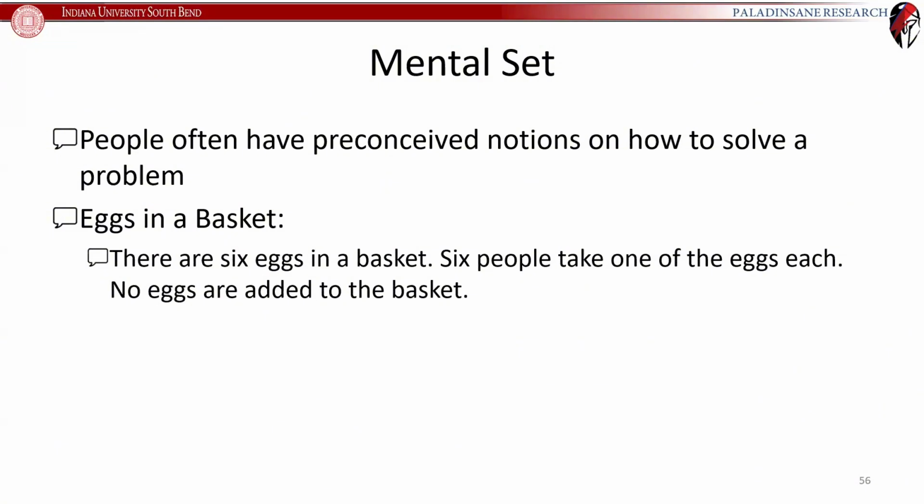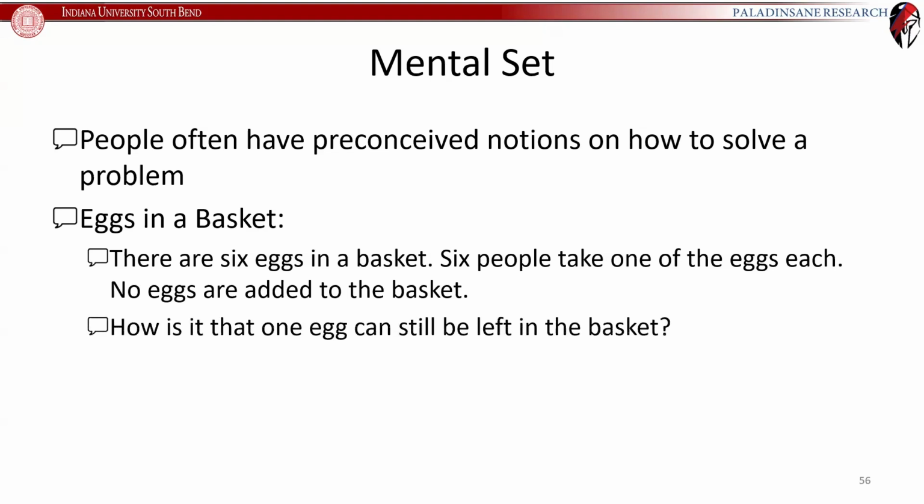There are 6 eggs in a basket. 6 people take one of the eggs each. No eggs are added to the basket. How is it that one egg can still be left in the basket? So there are 6 eggs in a basket. 6 people take one of the eggs each. No eggs are added to the basket. So how is it that one egg can still be left in the basket?